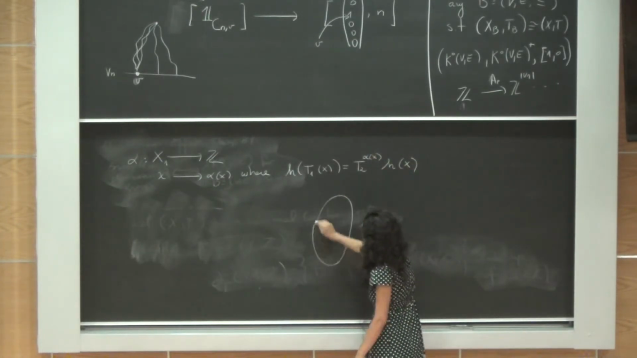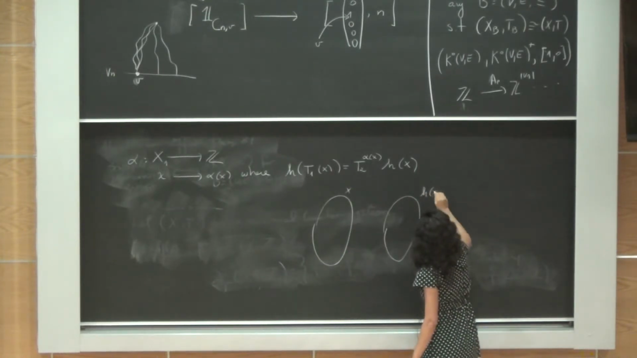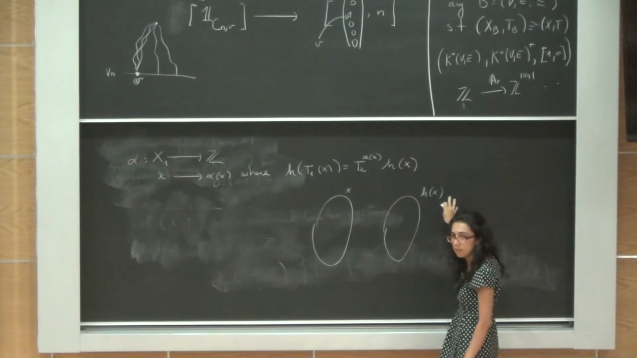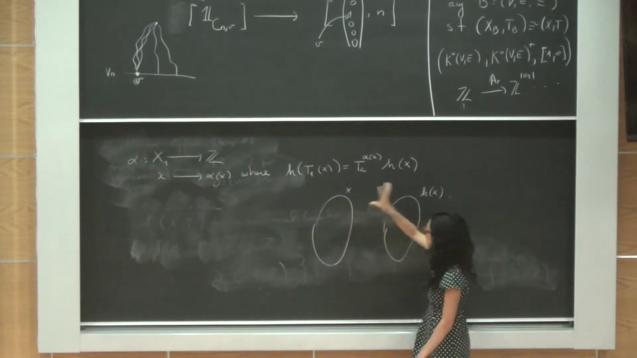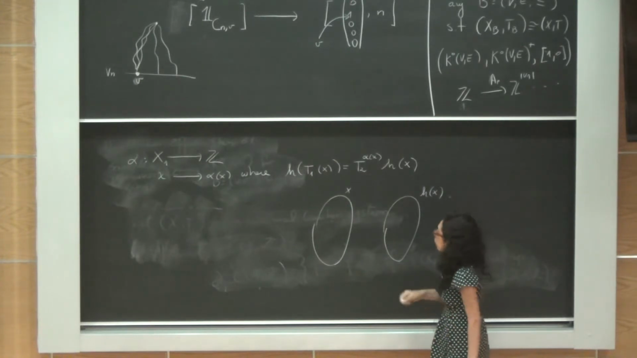So we have the orbits here. This is the orbit of x. This is the orbit of hx. In the second system, we know that this orbit goes to this orbit, but we don't know which is the order.